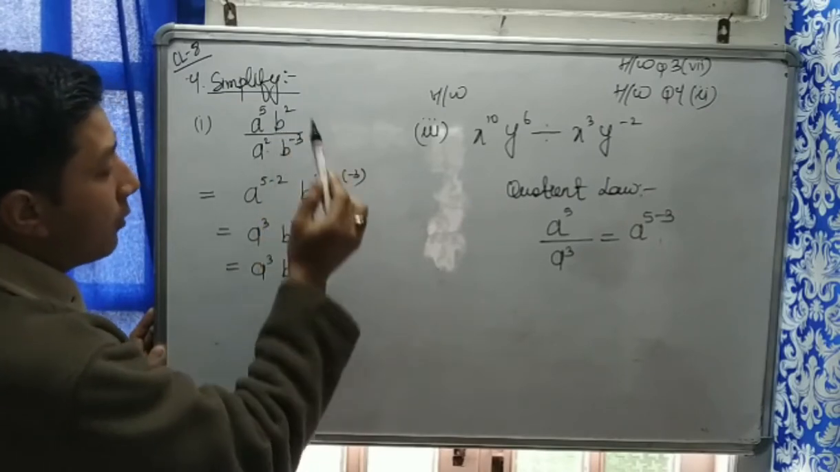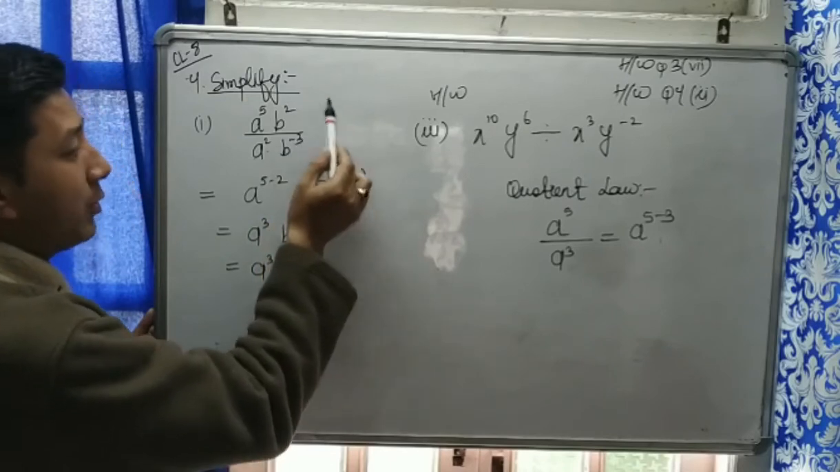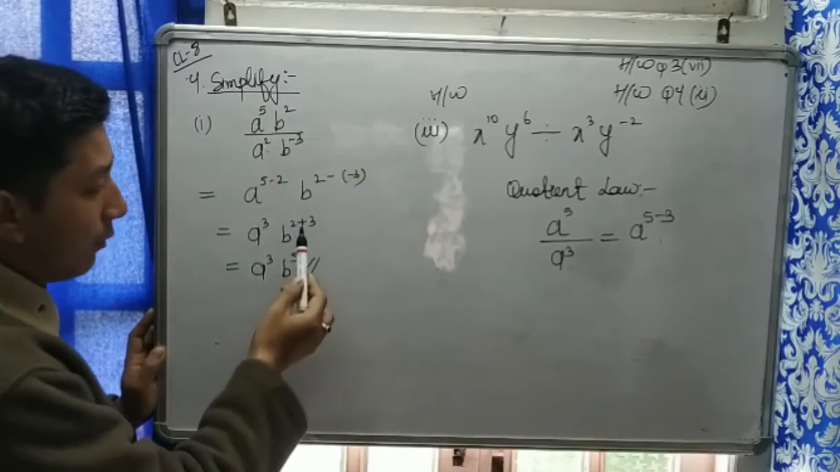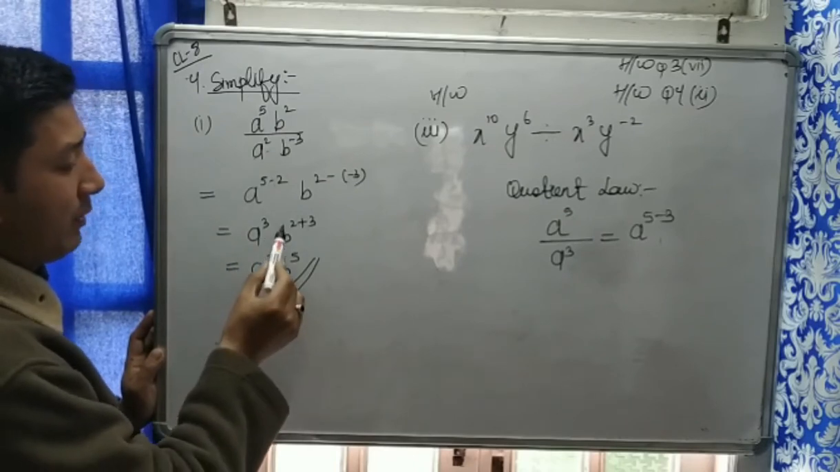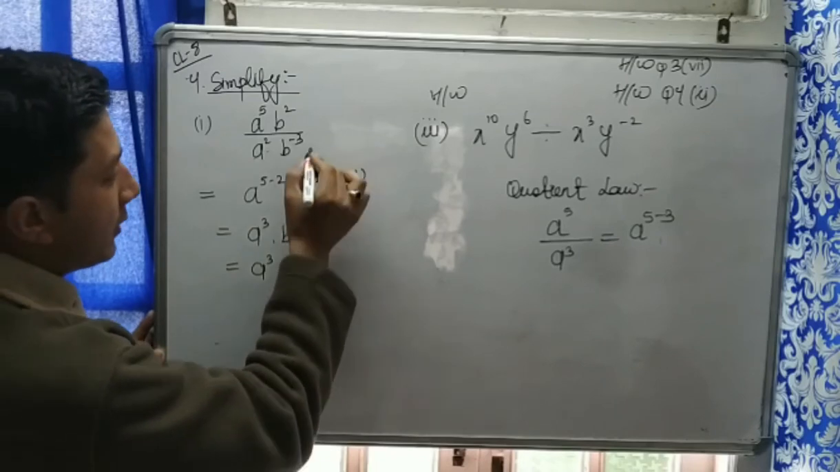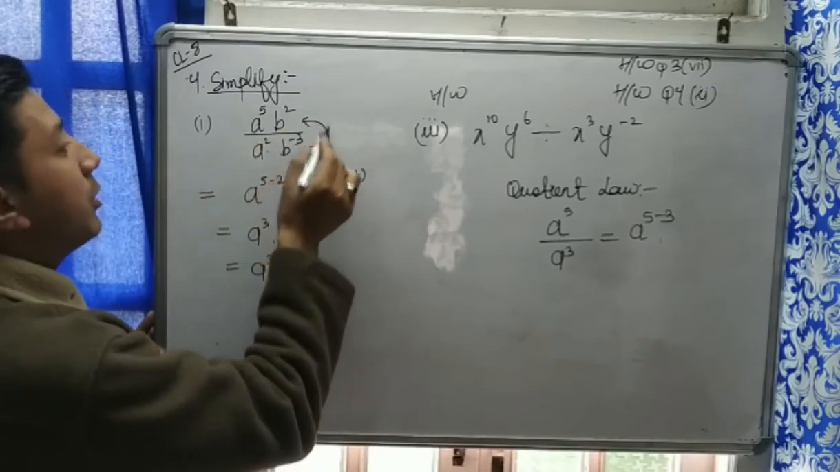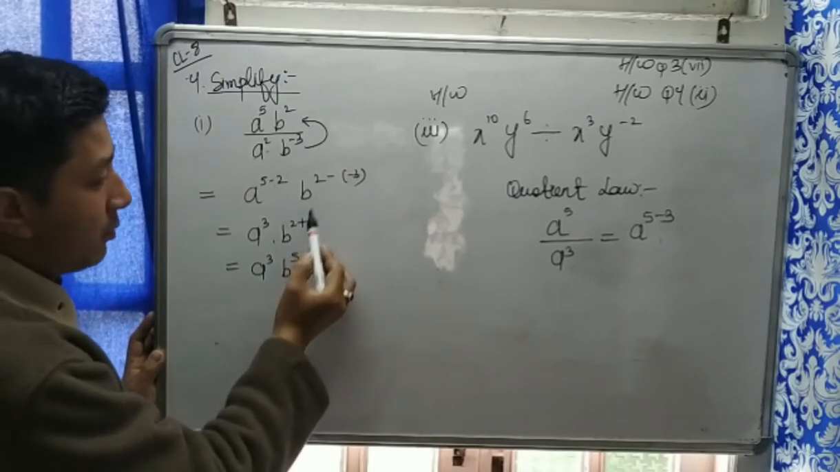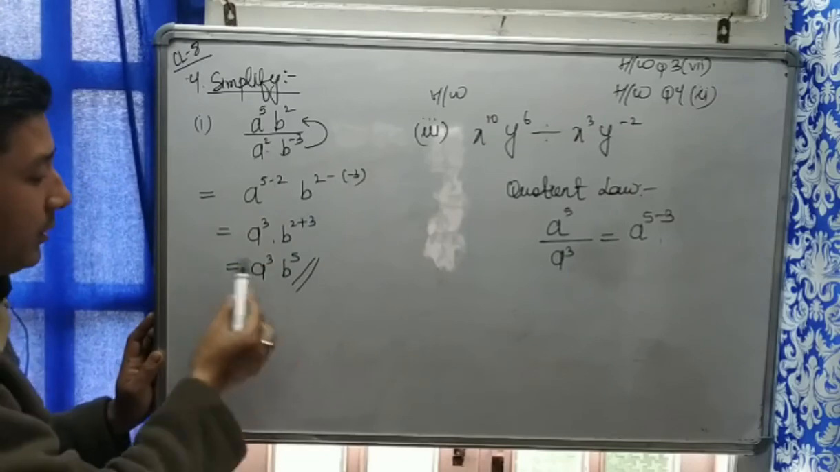Similarly here also, b to the power 2 minus this, isn't it? So when it goes up to the numerator, it becomes actually plus, which is this. That is a to the power 3 into b to the power 5. So when you calculate, you get this much. If you are confused in this part, whenever I am taking the power to the numerator from the denominator, the power becomes positive, because minus into minus will be plus. Alright, so this is your answer.